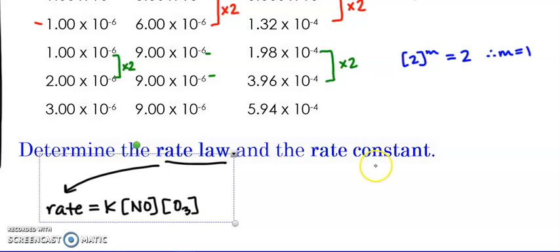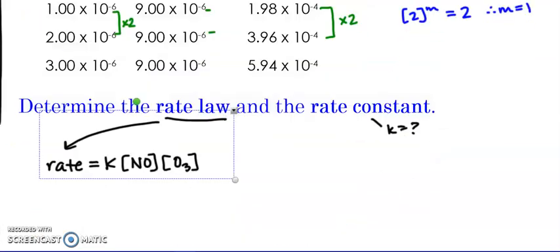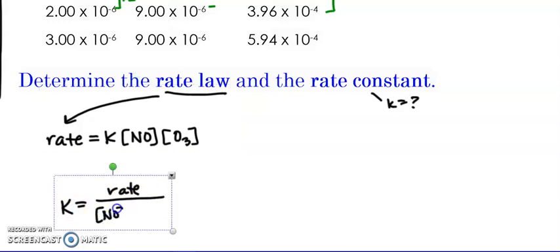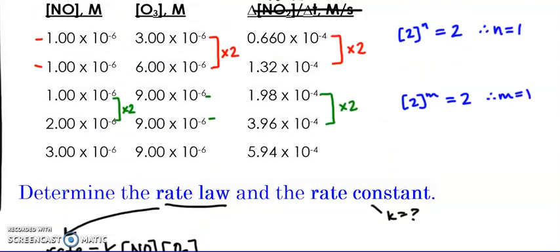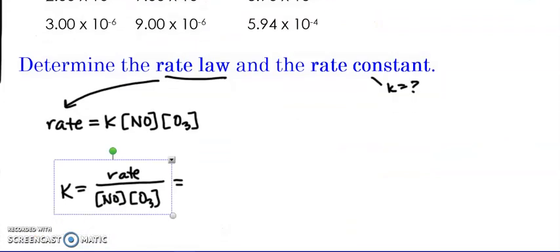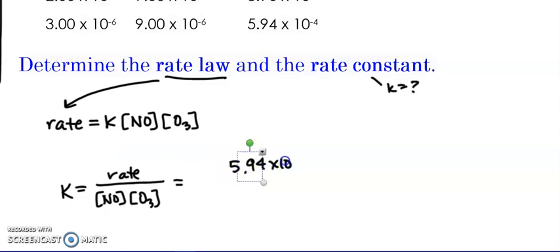The second part says, what's the rate constant? So k equals what? Here's where we're going to plug numbers in and just solve for k. I'm going to do a little algebra first: k equals the rate divided by your concentration of NO and your concentration of O3. Now I'm going to plug in any set of data. I could do any set of data points here. I'm just going to pick the bottom one. Sorry, I don't know why my screen's doing that. All right, so 5.94 times 10 to the negative fourth.